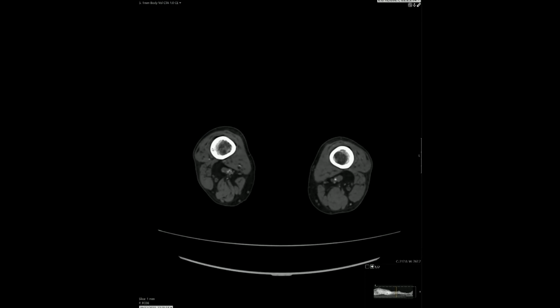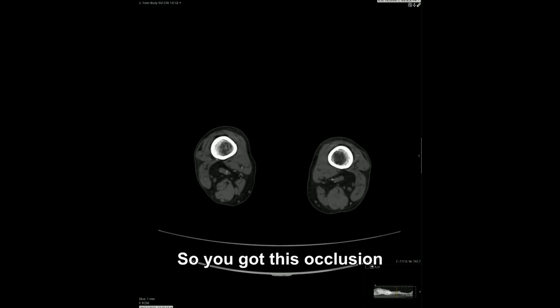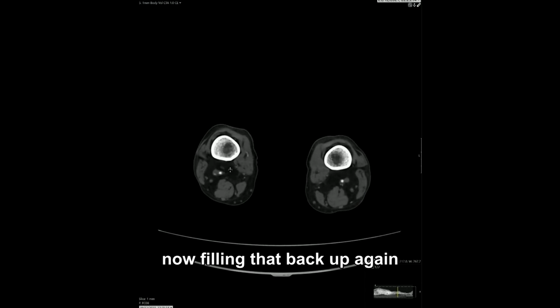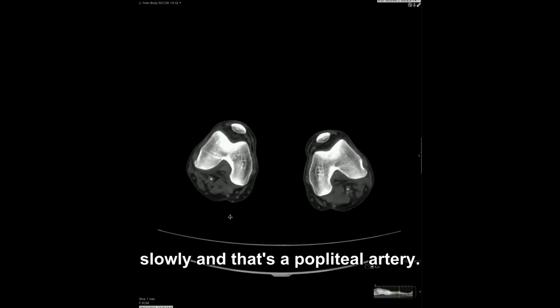We've got disease on this side, but I'm just going to focus on this side because that's what the images we just looked at were talking about. So you've got this occlusion through that popliteal segment, and here's that collateral now filling that back up again slowly, and that's a popliteal artery.